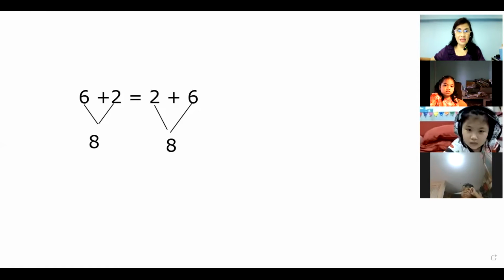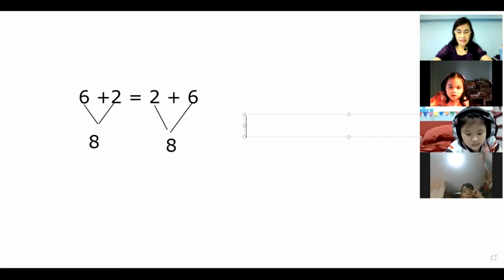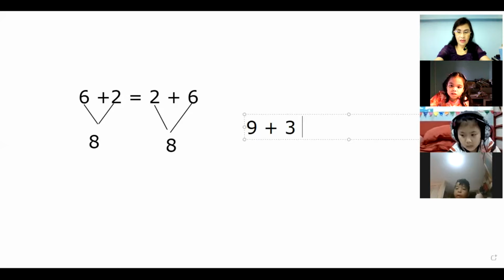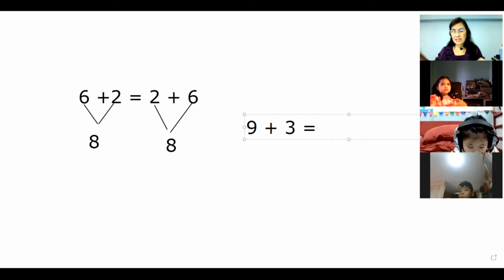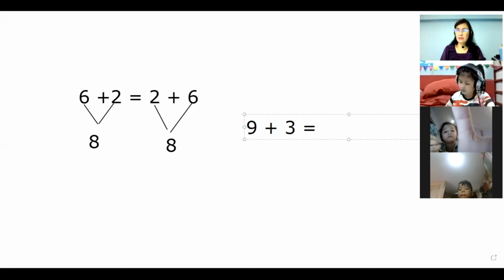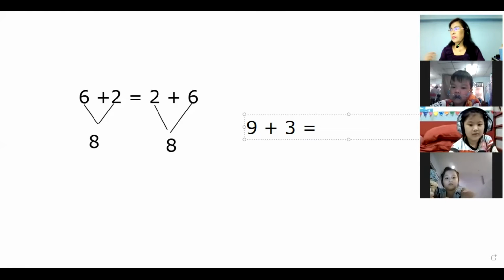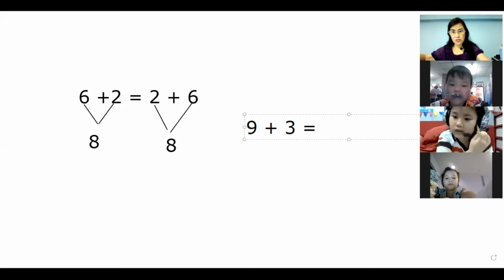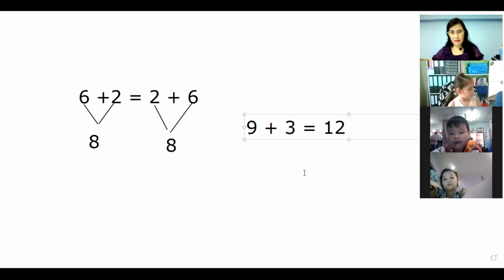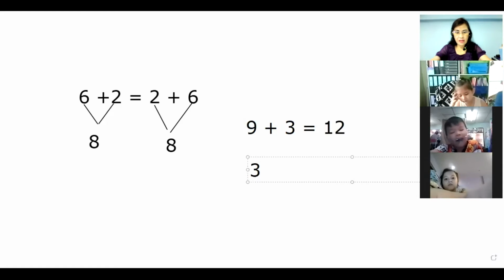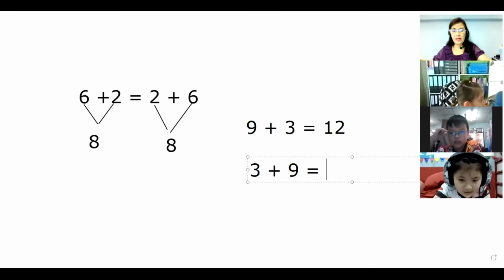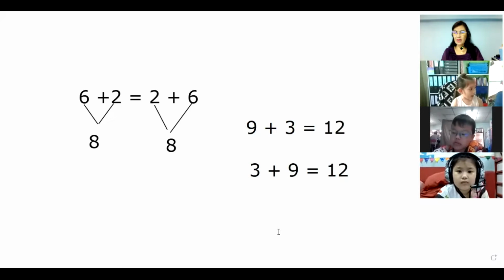Just like this, if I will have 9 plus 3, what would be the answer? 9 plus 3 is equivalent to? Okay, it's equal to 12. 9 plus 3 is 12. Now let's have 3 plus 9. What would be the answer? 12. It's still 12. So in addition, even if you change the numbers, the answer is still the same.